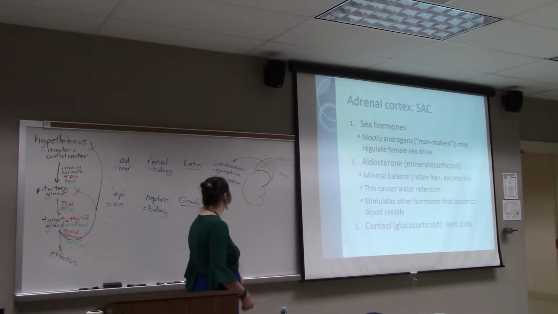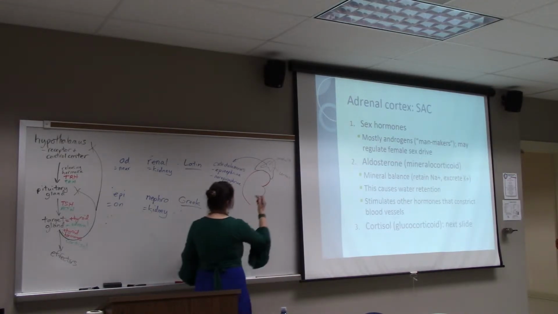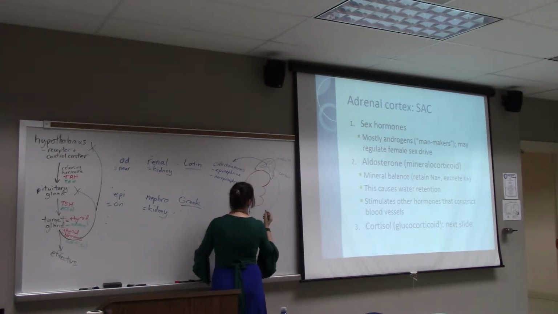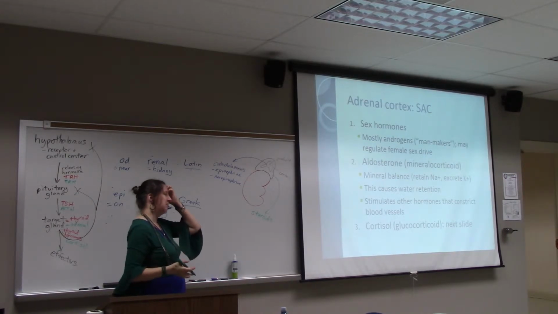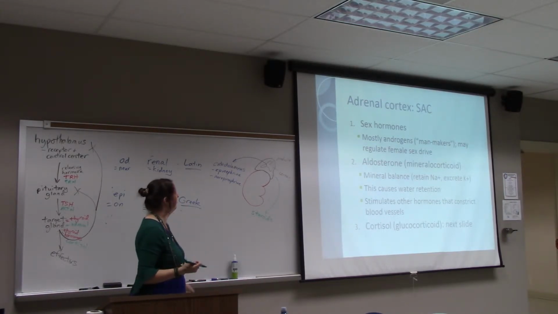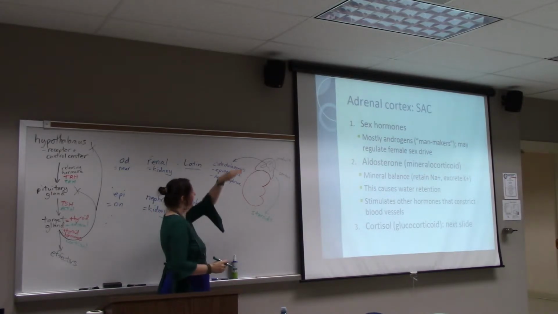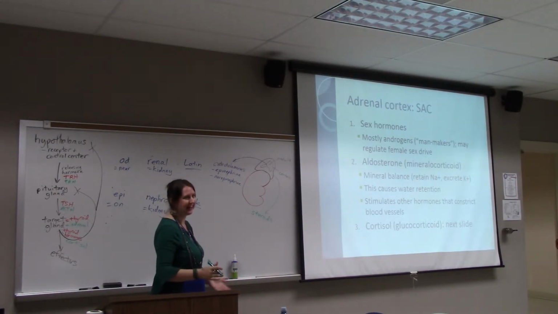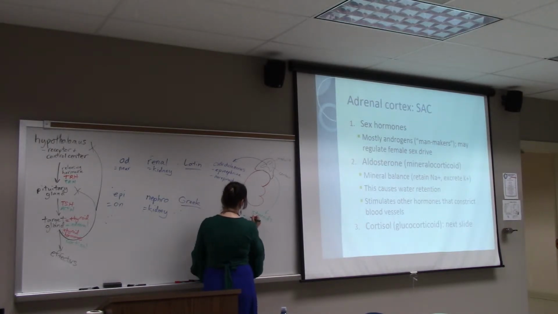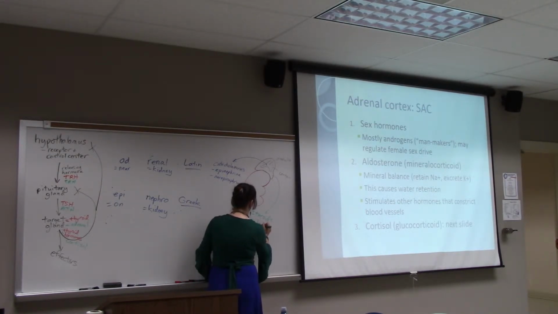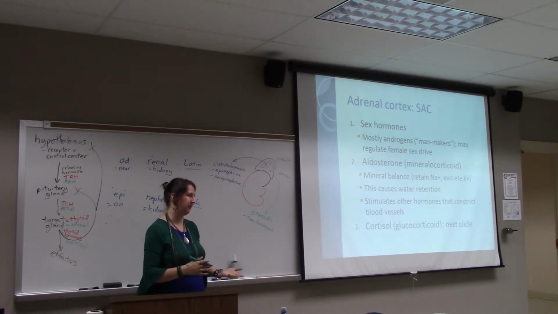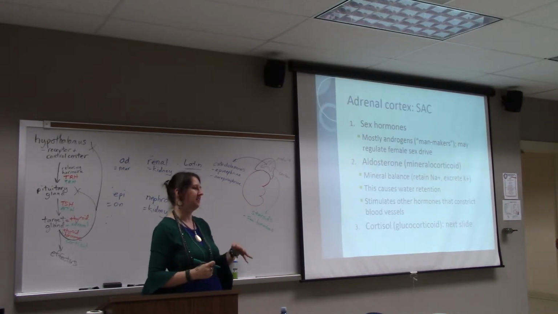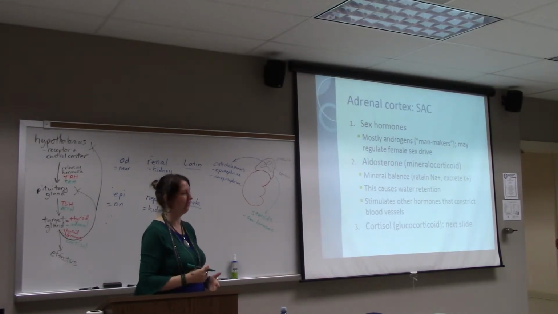Adrenal cortex has 3 hormones. They're all steroids. Technically, it's 3 groups of hormones, but I'm picking one major one from each group. And the abbreviations for those would be SAC. S is for sex hormones, which is mostly androgens. That means man makers. Testosterone is a very strong androgen.